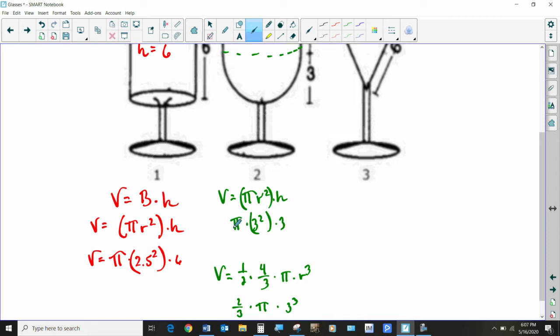Okay? So figure out what this is, then figure out what that is, and add them together, and you will have the total volume of glass 2.